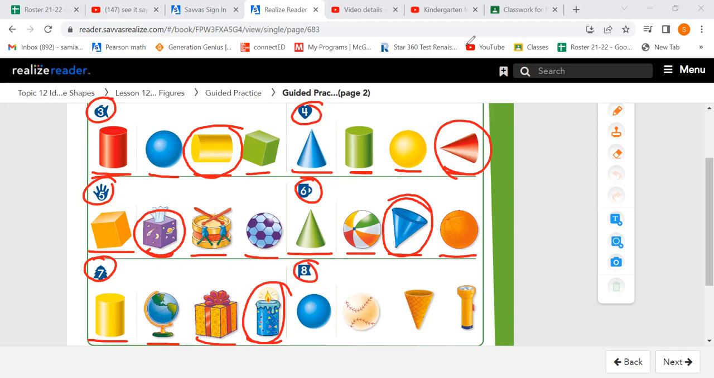All right, let's look at the last one here, number eight. What do we call this solid figure? A sphere. So we're looking for another sphere. Let's look at this baseball. What shape is that baseball? That looks like a sphere. Yes, so we're going to circle it. Let's look at the other objects. What is this object? A cone. And what does this look similar to? A cylinder. The flashlight looks like the cylinder. All right, let's go to the next page.